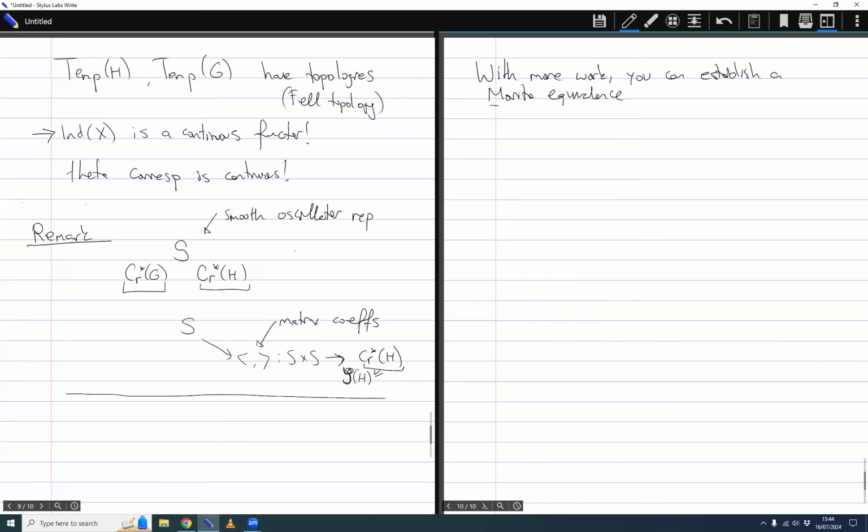Now, Morita equivalence is a notion coming from ring theory. If two rings have isomorphic categories of representations, then they're called Morita equivalent. And what we have is a C-star version of that. So you have this smooth oscillator representation, and you're taking matrix coefficients with respect to, let's say, an H representation. And these then live inside the Schwartz algebra of the one group H, which is a dense subalgebra of the reduced group C-star algebra.